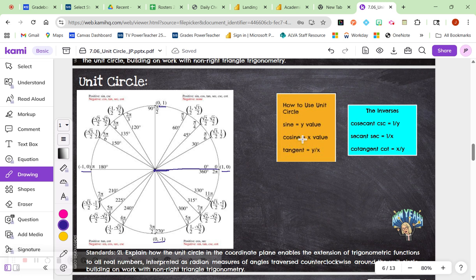In this gold box, it is important to know that anytime you're using a unit circle and they ask you for sine, it is the y value in the ordered pair.